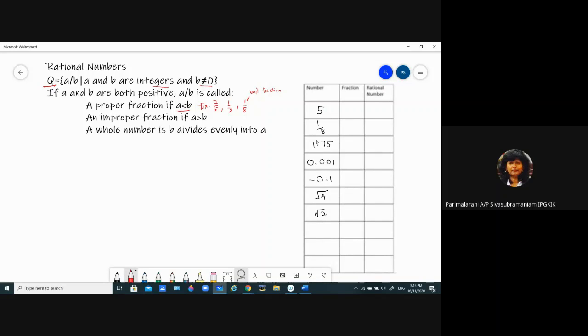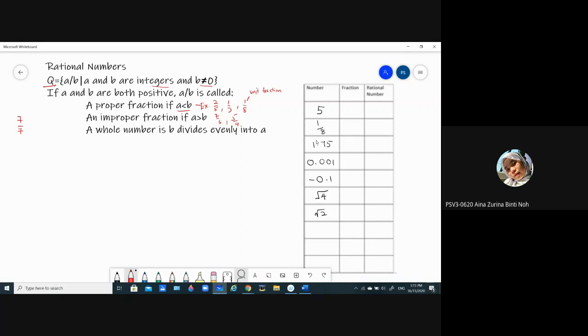Then, A over B is called an improper fraction if A is greater than B. For example, 7 over 6, 5 over 4. These are all improper fractions. What about this number? Is this proper or improper?